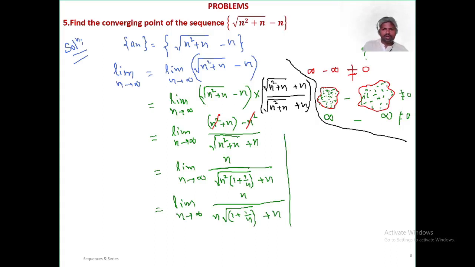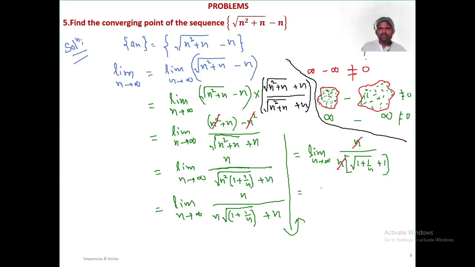So now overall you take n common from the denominator. So then it becomes limit n becomes large, from the numerator n as it is, denominator n common. So inside is a square root over 1 plus 1 upon n, plus 1, because you have taken out n as common. Now the numerator n cancels out with the denominator n. Okay, so what will remain?